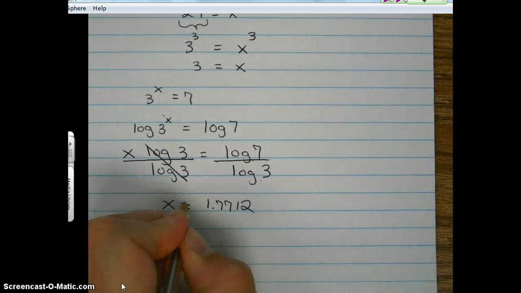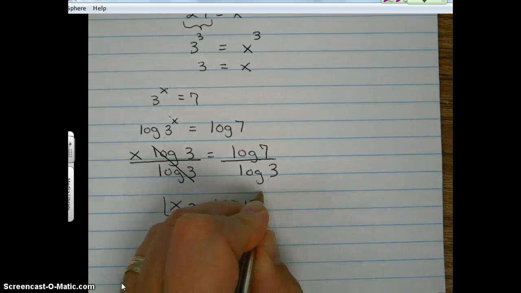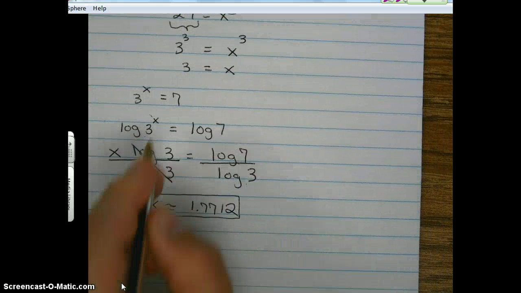Approximately as our answer. And that's how you would solve that problem on your notes. We'll be doing more of those later.